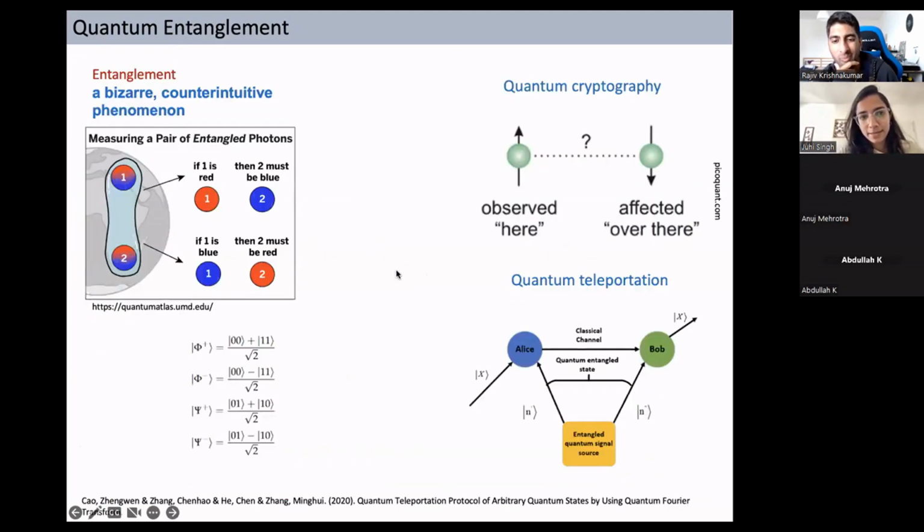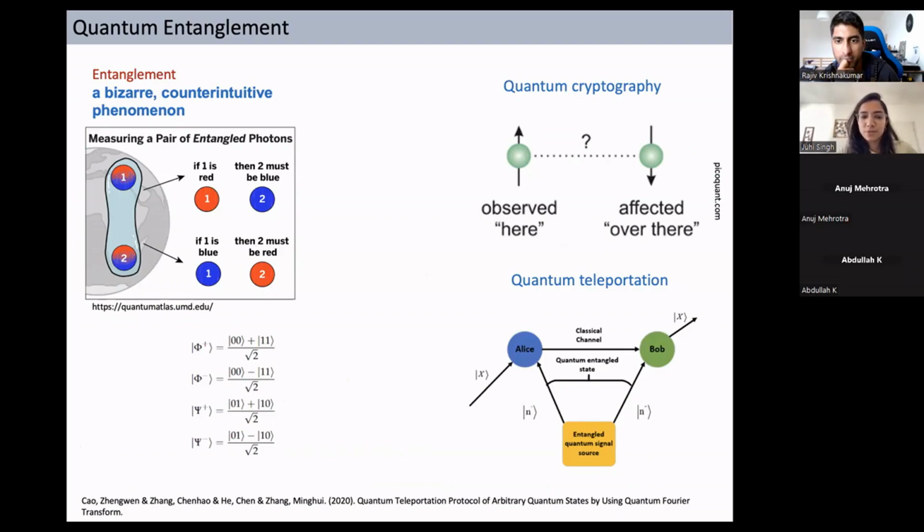And the next important thing is quantum entanglement. If you have two qubits and they are entangled, you can take them a million years apart. And if you still do something on one qubit, the other qubit will also get affected.